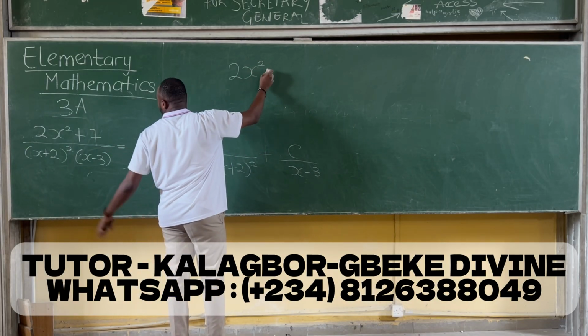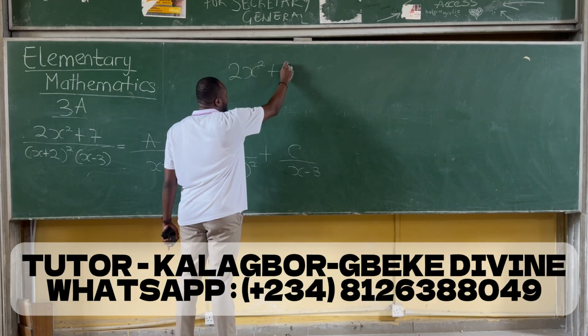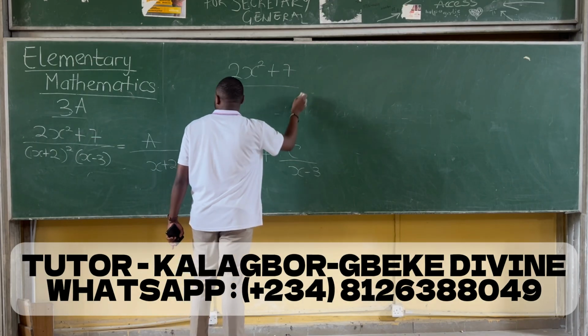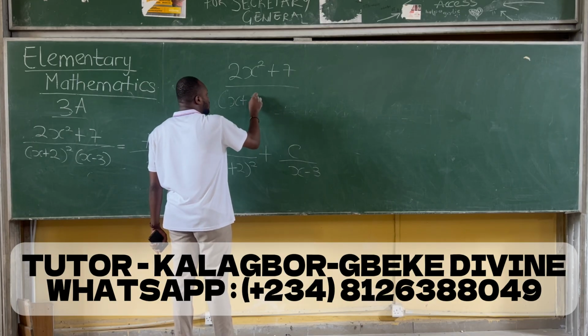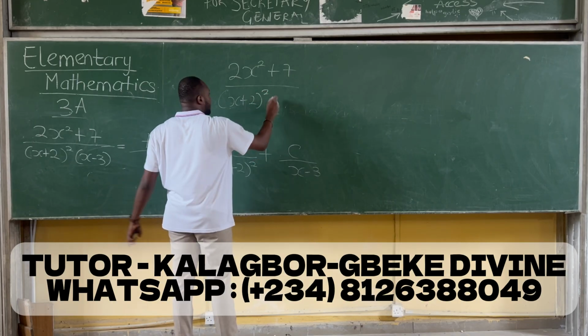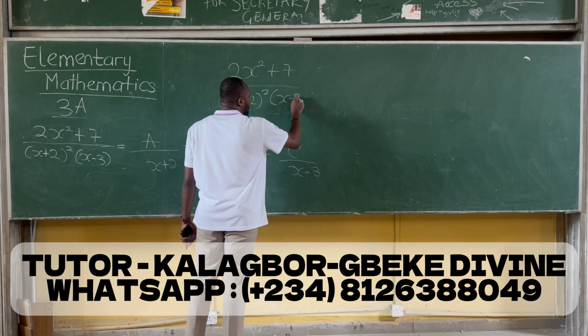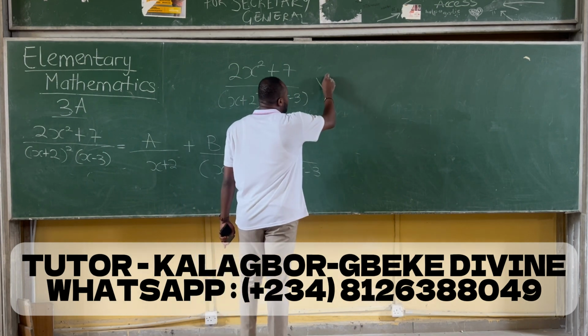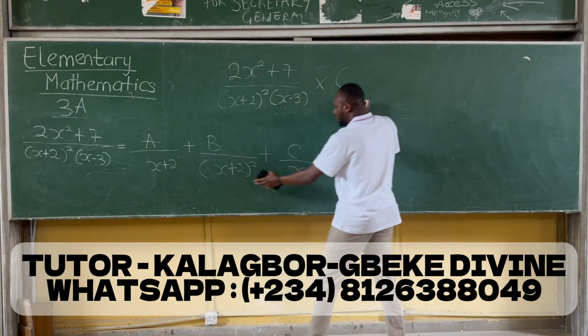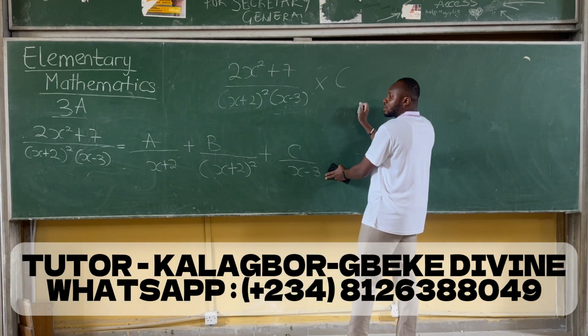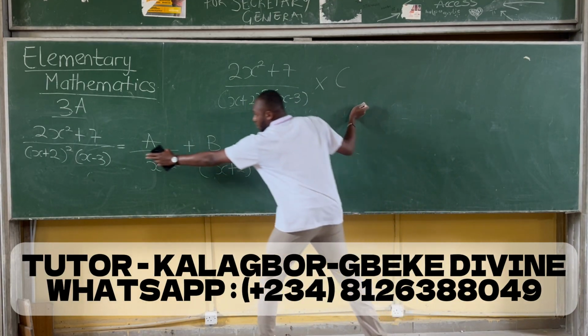2x squared. Please look up. This is partial fractions. It can be very tricky and confusing sometimes. x plus 2 squared, x minus 3, right? Now you're multiplying it by the denominator. Because this now, obviously, you get the LCM. It will still give you this.